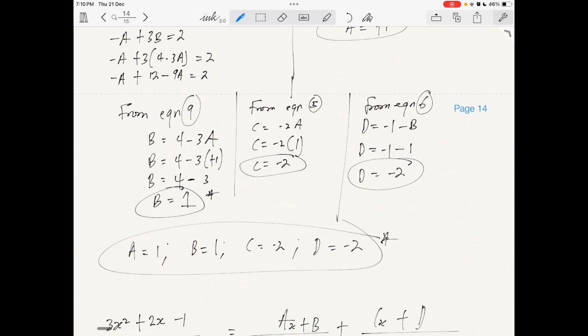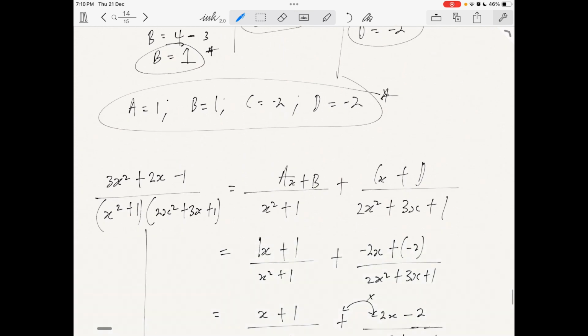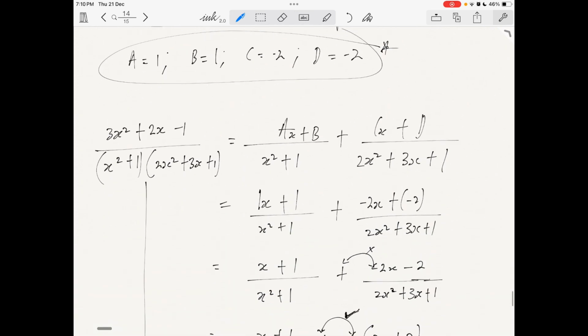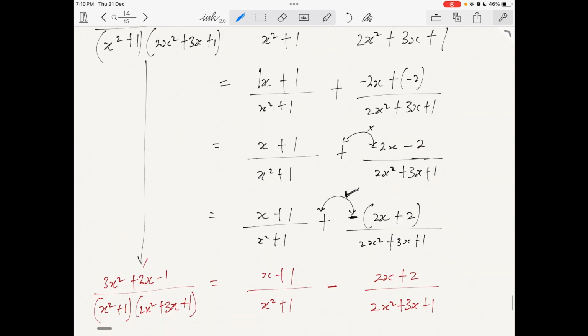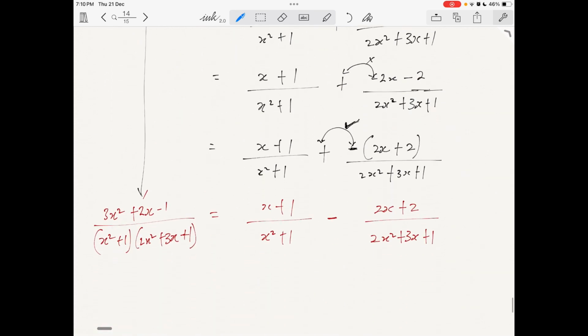That a is equal to 1, b is equal to 1, c is equal to -2, and d is equal to -2. Then all we have to do is substitute the values of a, b, c, and d into what we generated earlier from the beginning of the question. So with this, we arrive at the answer. So we have been able to touch on non-linear and non-repeated factors.